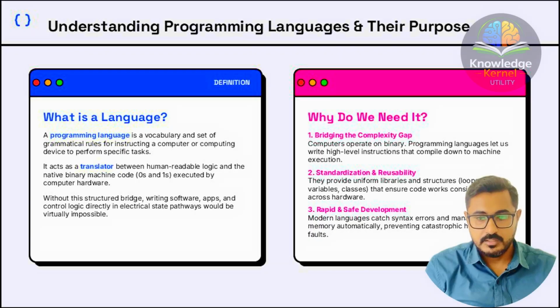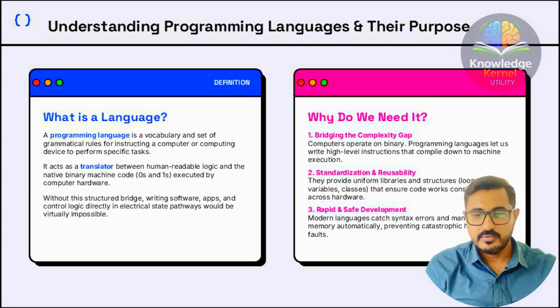Let's get started. Now, let's understand what a programming language actually is. Imagine you want to instruct your friend. You use English because both of you understand it. But computers don't understand English. They understand only electrical signals represented as zeros and ones, called binary. Programming languages act as a translator between humans and computers.